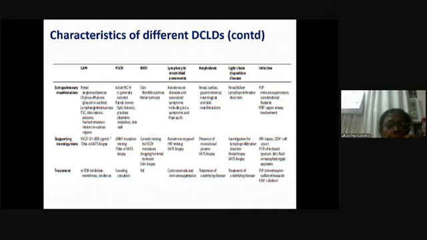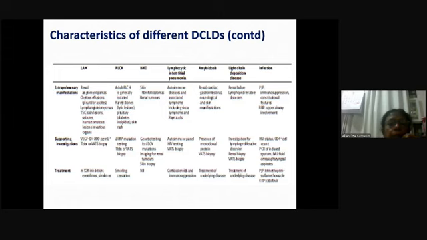For PLCH, you can go for BRAF mutation testing. For Birt-Hogg-Dubé, genetic testing for FLCN mutations. And for LIP, an autoimmune panel, HIV testing, or VATS biopsy.